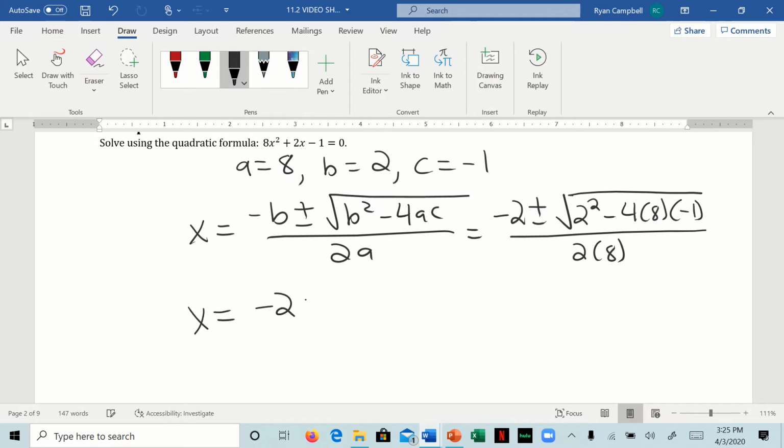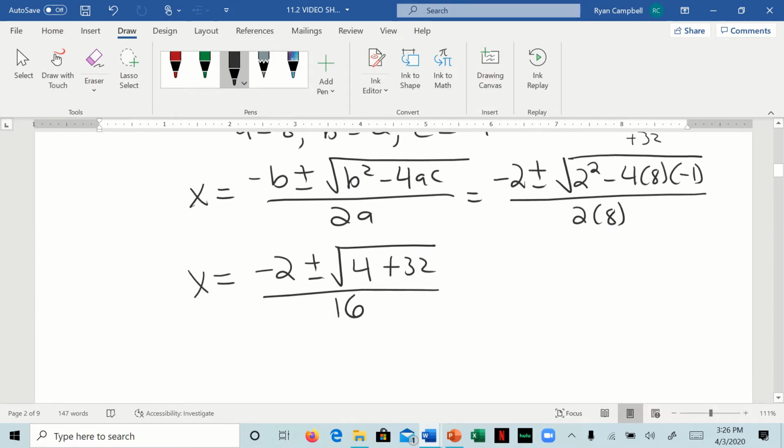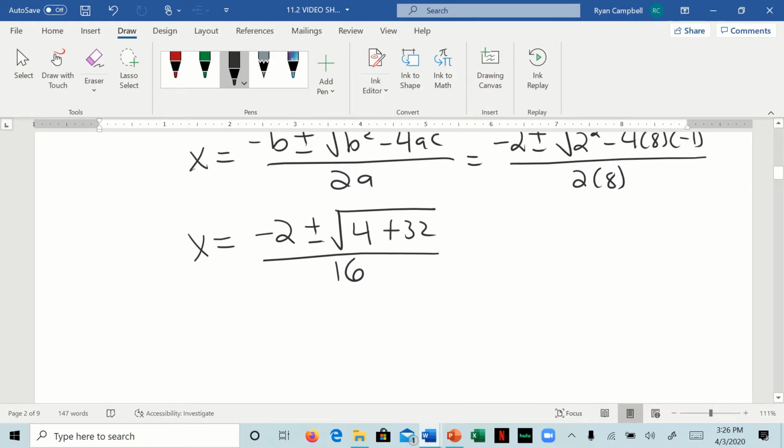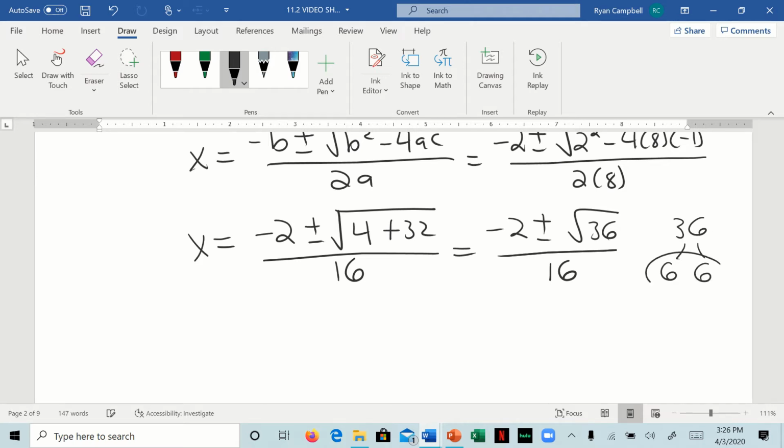So negative 2 plus or minus the square root. 2 squared is 4. Negative 4 times 8 is negative 32, times negative 1 is positive 32. So plus 32, divided by 2 times 8, which is 16. So 4 plus 32 is the square root of 36. Hopefully we can see that 36 is 6 times 6, so that's already a pair that comes out. So x is negative 2 plus or minus 6 divided by 16.